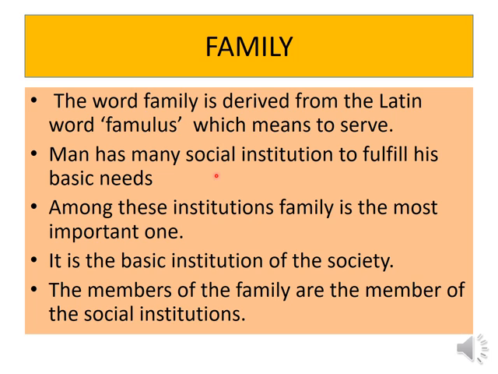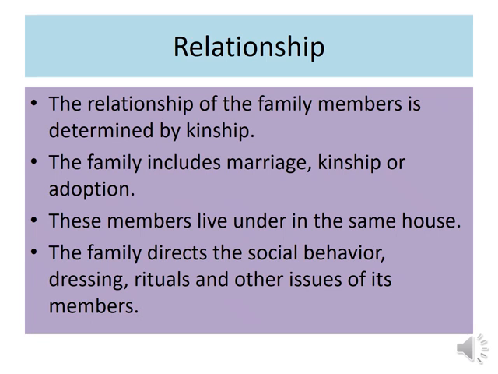So the next point says that man is a social animal and he has many social institutions, and one of the basic institutions to fulfill his basic need, family, becomes important. Third point, it says that among these institutions, the family is the most important one and it is considered a basic institution of the society, and the members of the family are the members of the social institution. In the next slide, we'll understand the relationship.